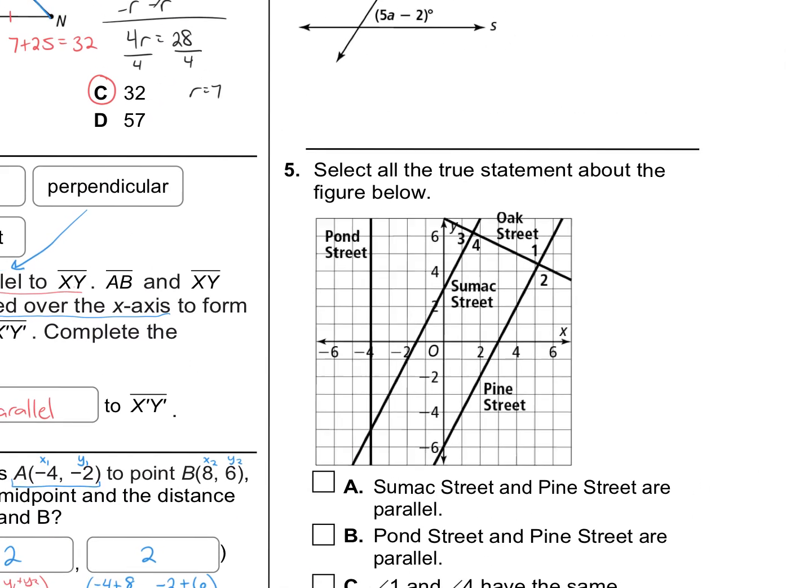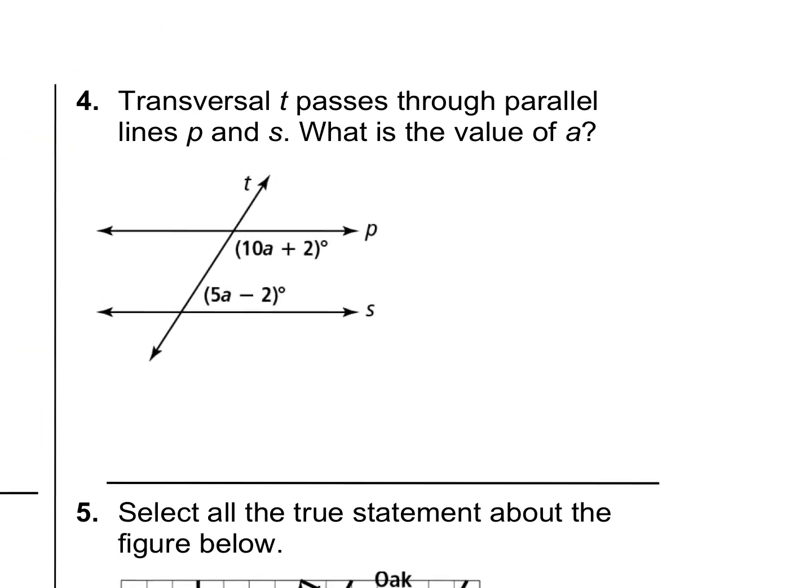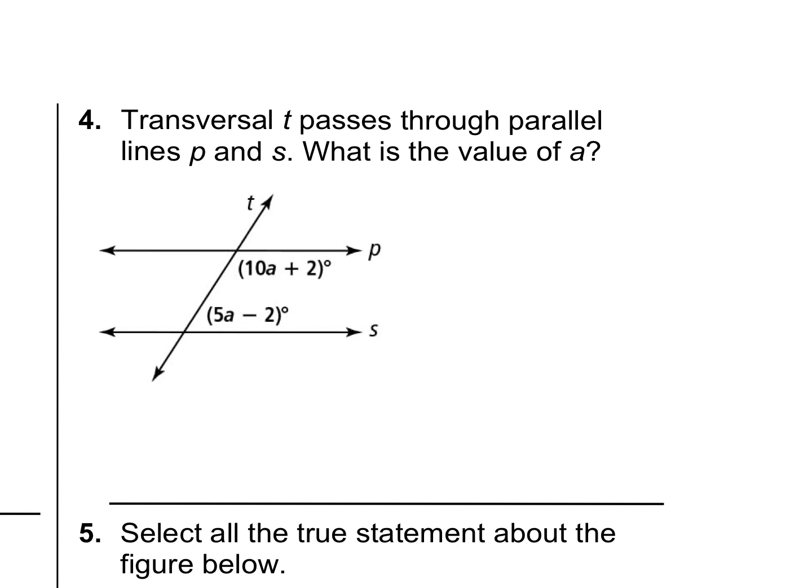Jumping up to number 4. Again, like I said, reading the problem and reading the directions is very important, to know what you're looking for and to know how to understand what's given to you. So number 4 says transversal T passes through parallel lines P and S. What is the value of A?